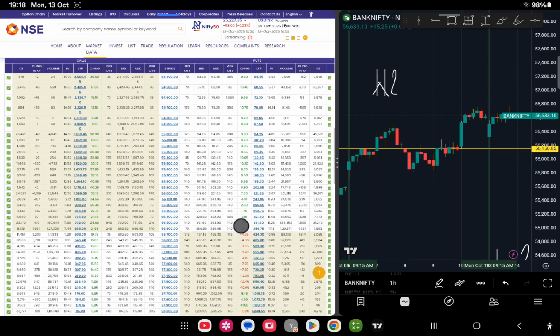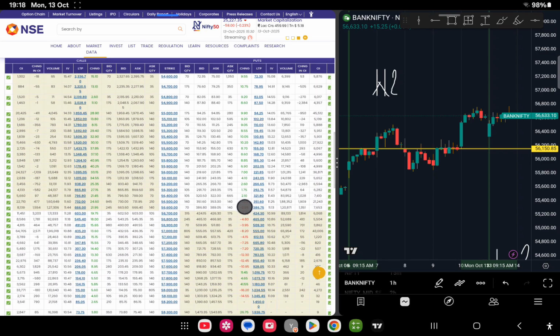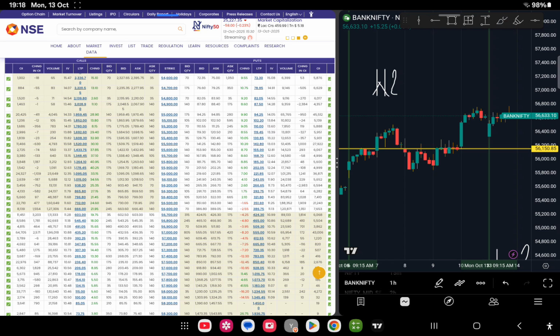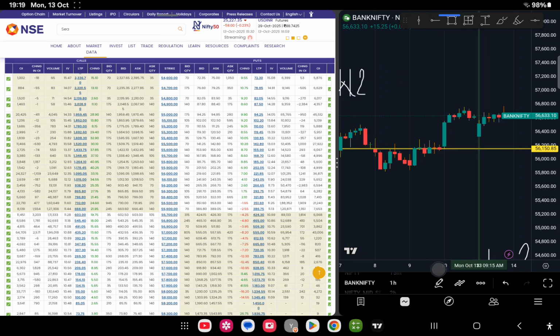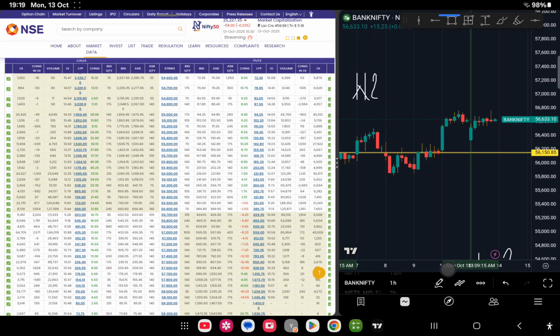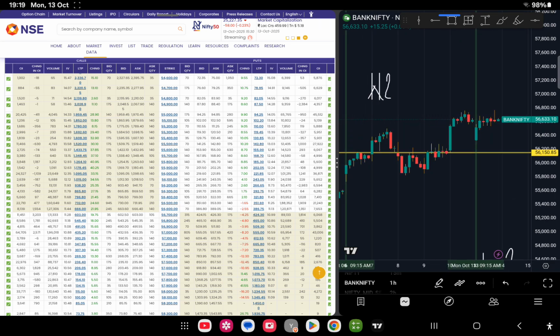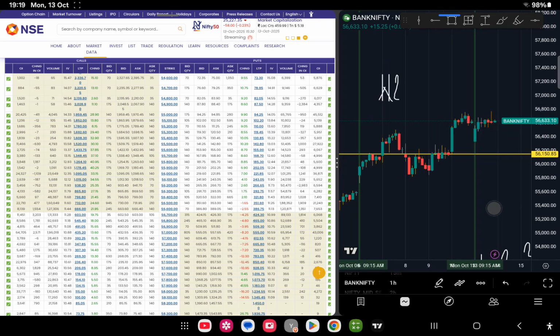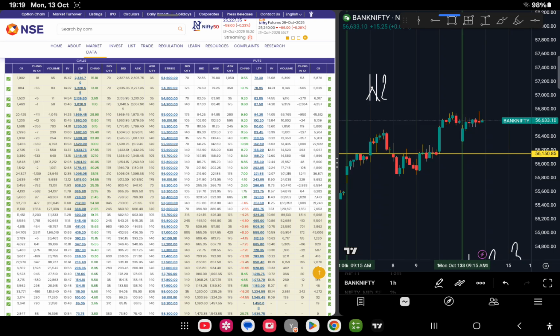56,300 is our open. Okay, so here clearly you could see this is the chart pattern. Okay, so this is week 2 and week 3 comparison.